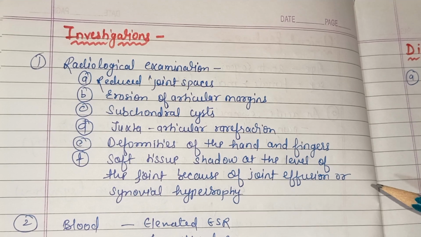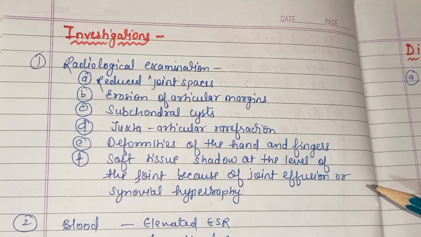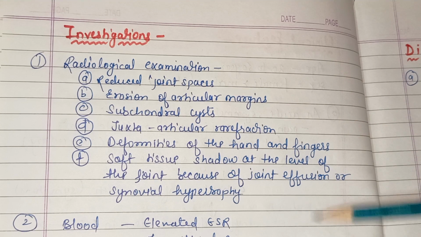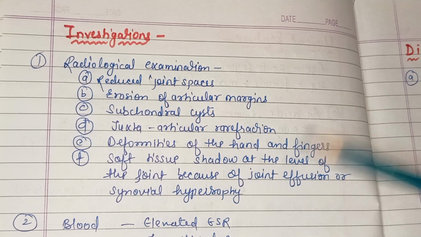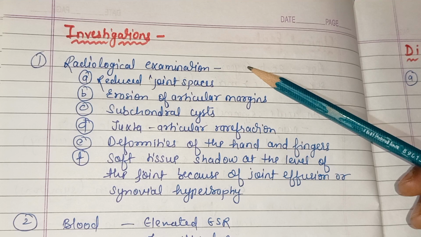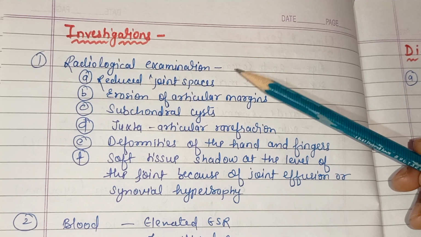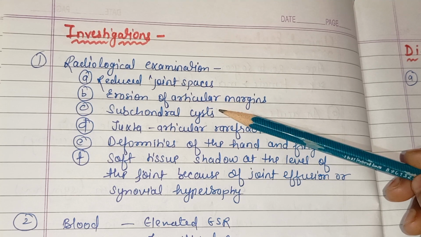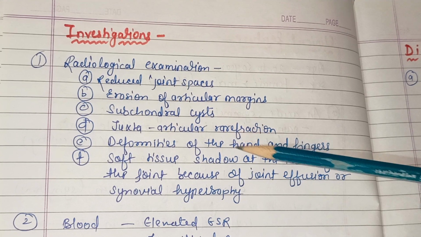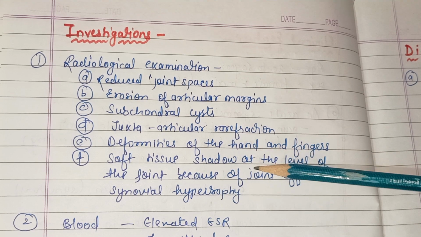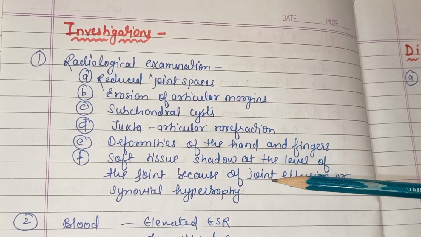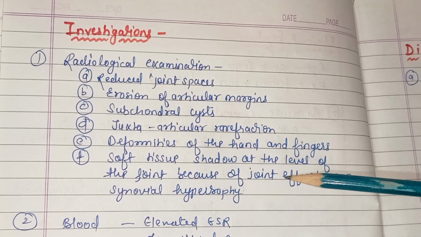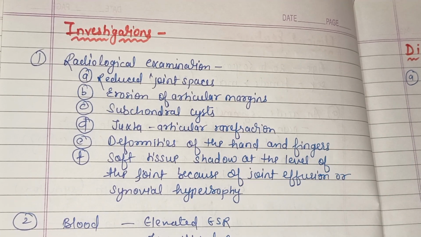Now we are going to investigate the patient of rheumatoid arthritis. There are 3 to 4 methods: radiological examination, blood, synovial fluid examination, synovial biopsy. The first is the radiological examination, in which you can see the reduced joint spaces, erosion of articular margins, subchondral sclerosis, juxta-articular rarefaction, deformities of the hand and fingers, soft tissue shadow at the level of the joint because of the joint effusion or synovial hypertrophy.